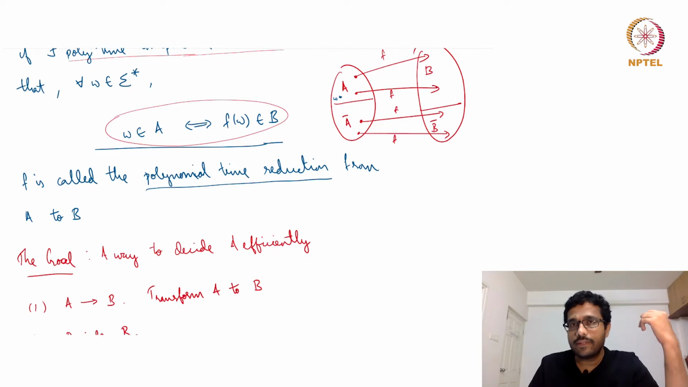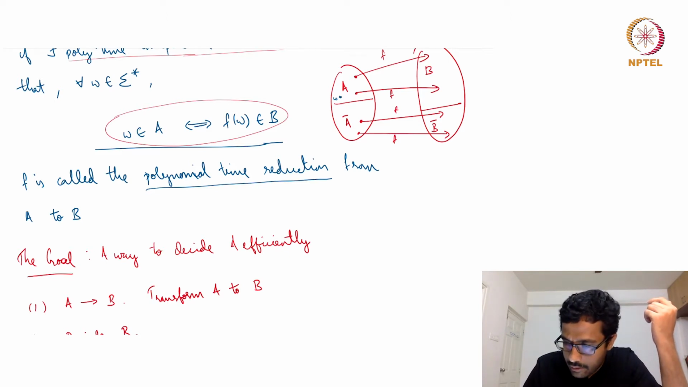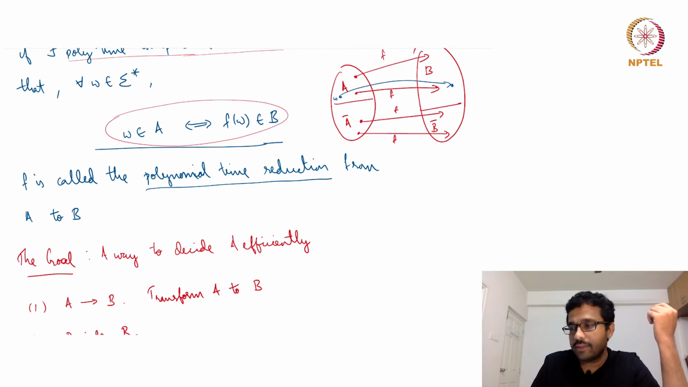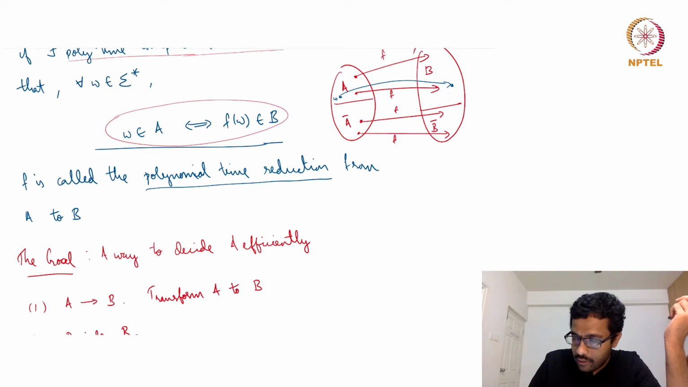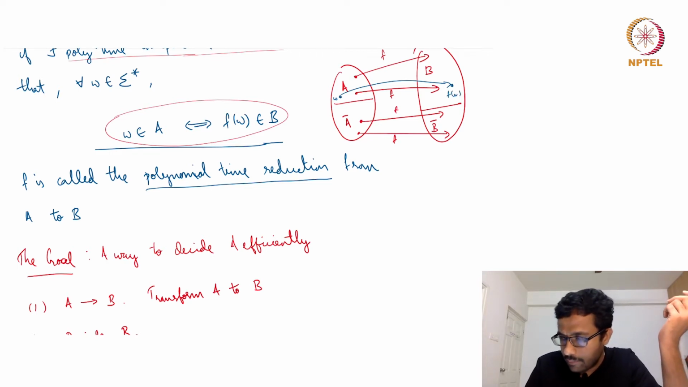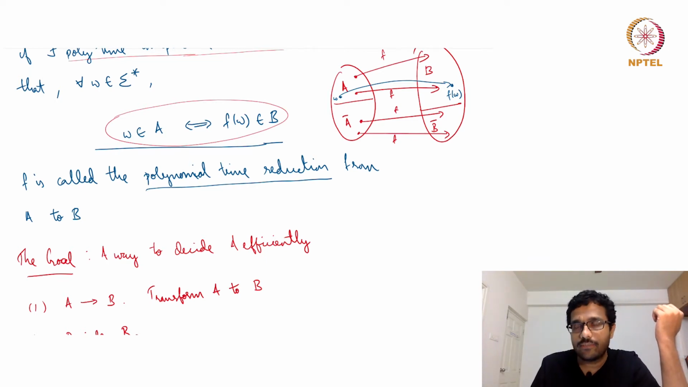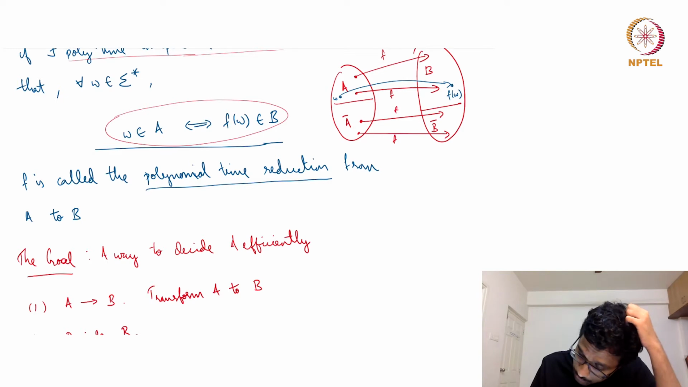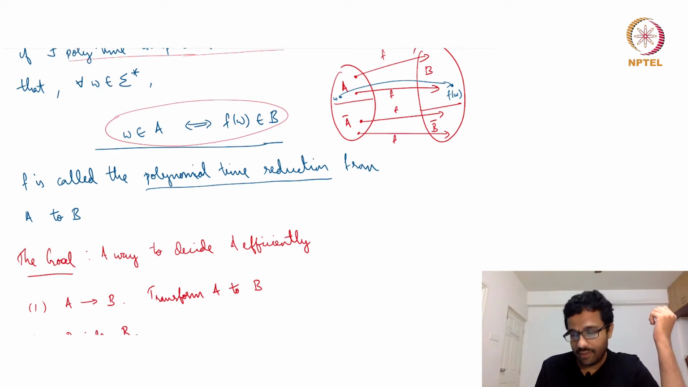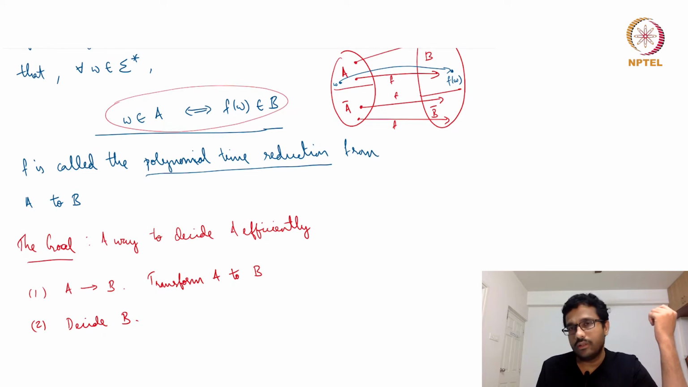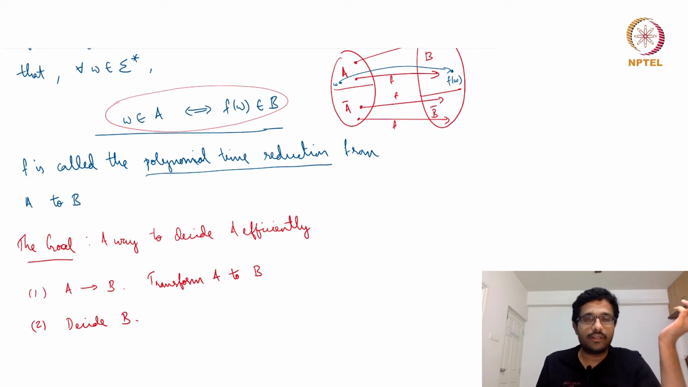We know that f is polynomial time computable, so W will be taken to something in B, right? Now suppose you know a way to decide whether some given y is in B. That decision algorithm can be applied to the f of W that we computed. So you run B's decision algorithm on f of W and use that to decide A. This is one of the goals of doing reduction.